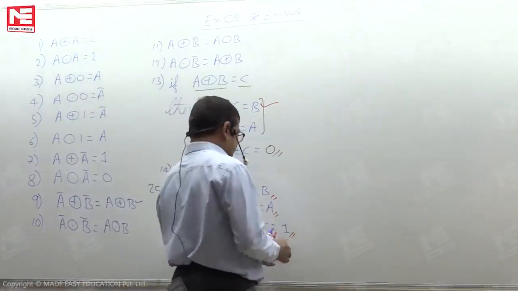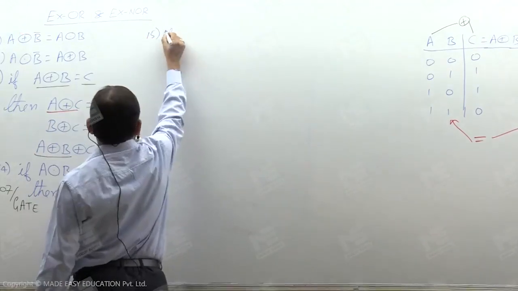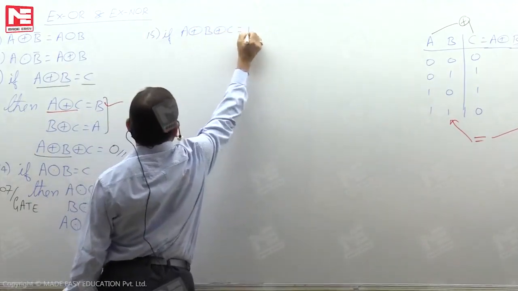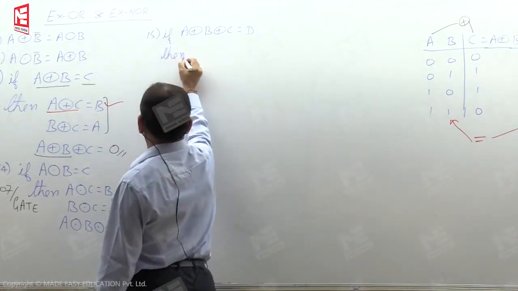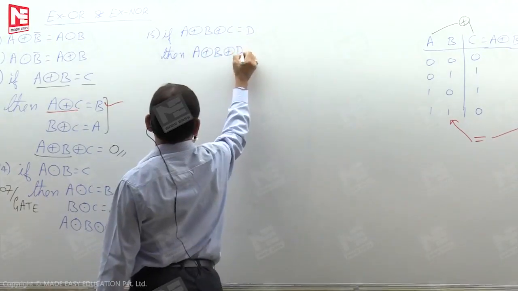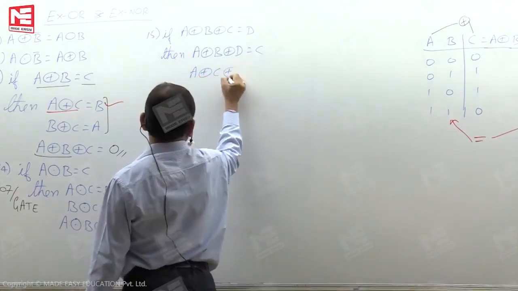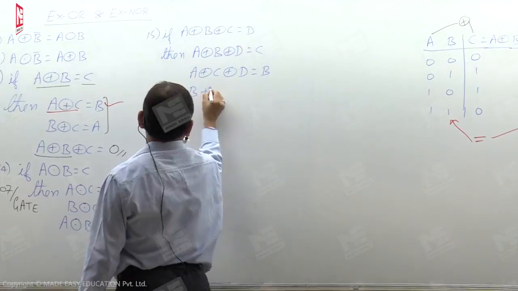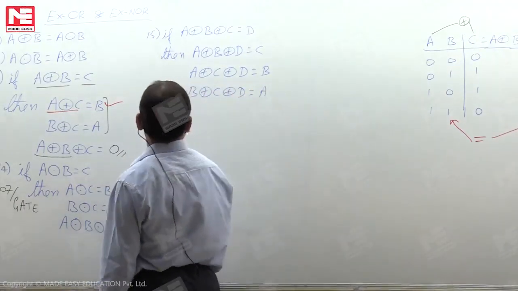Let's come to the next one. If A exclusive or B exclusive or C is equal to D, then A exclusive or B exclusive or D is equal to C. A exclusive or C exclusive or D is equal to B. B exclusive or C exclusive or D is equal to A.